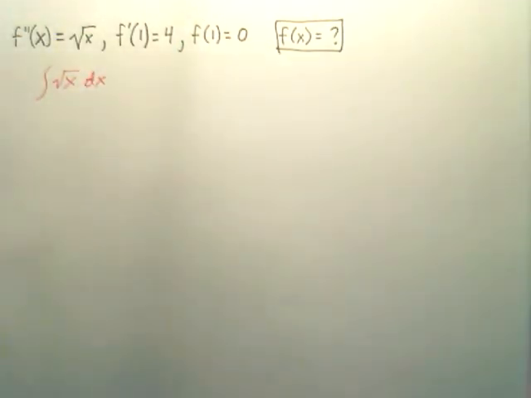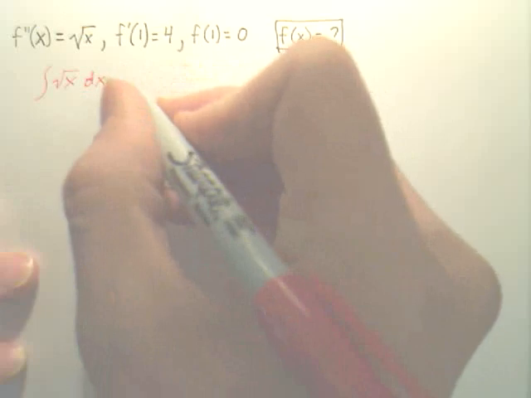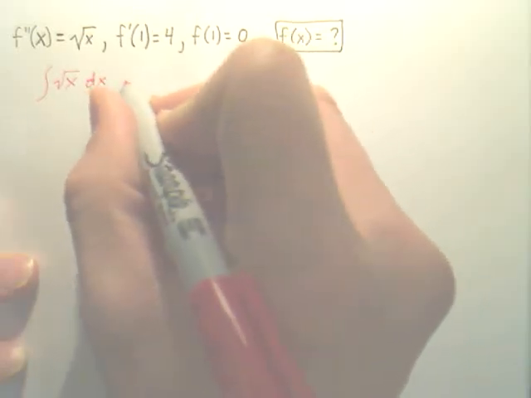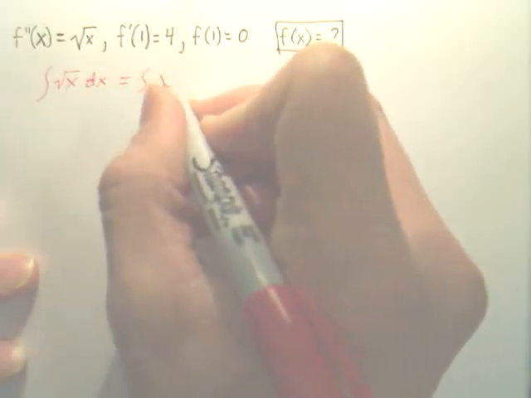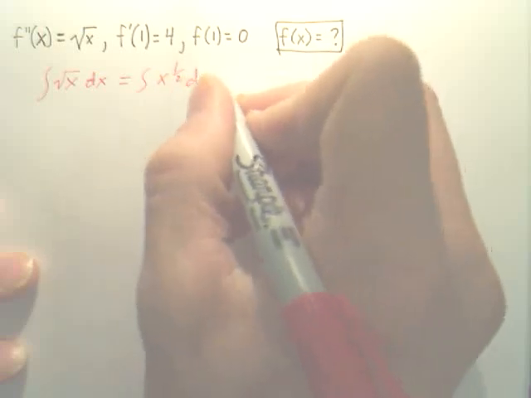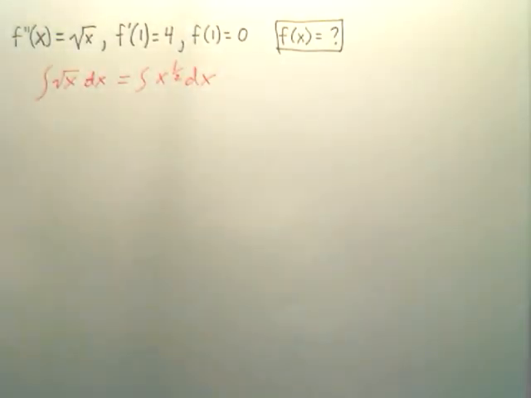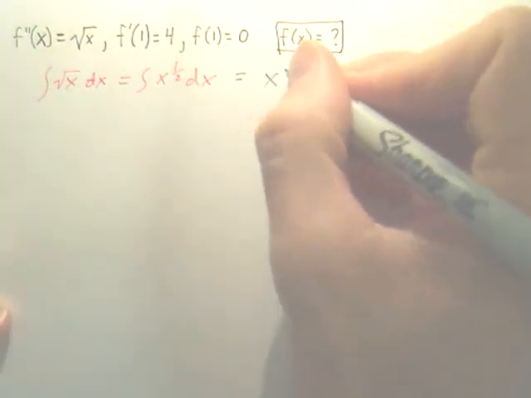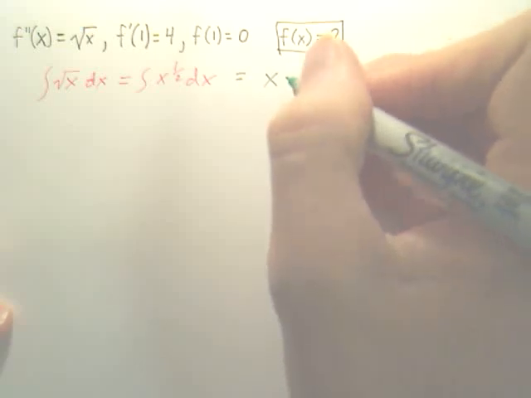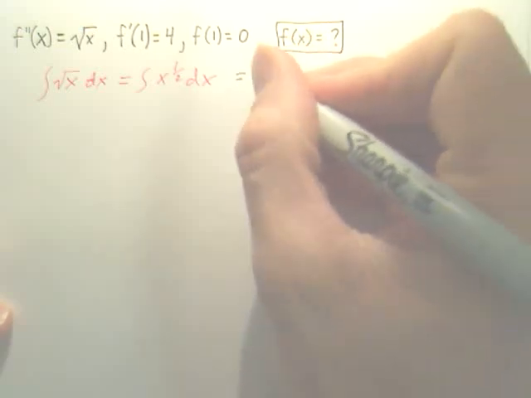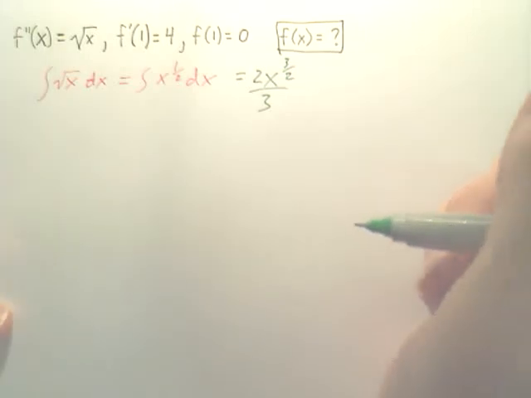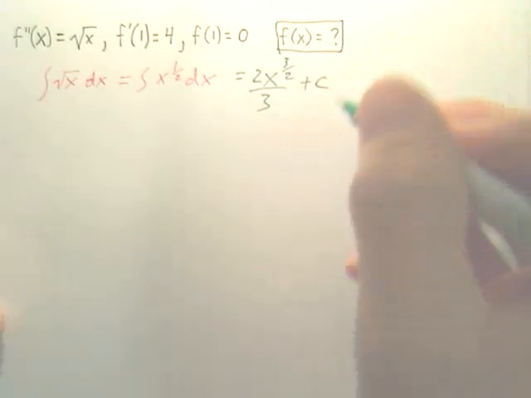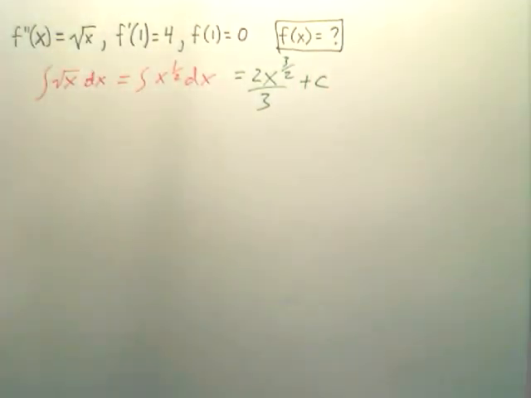So we're going to integrate this. When you integrate that, what you first have to realize is that it is the integral of x to the 1/2. And when you integrate that, we're going to add 1 to that. So what we get is x to the 1/2 plus 1, which is 3/2, and that becomes 2/3, plus c. That is my equation.